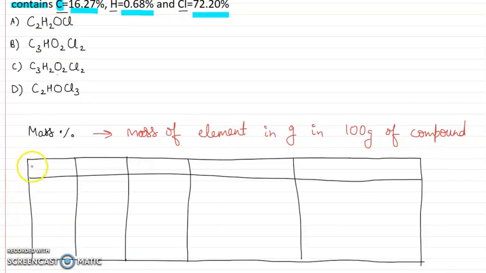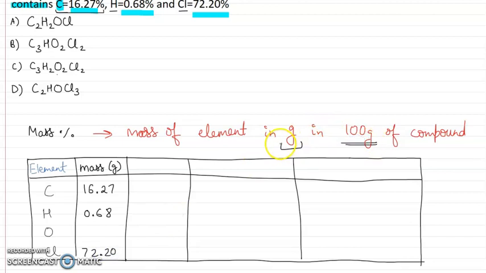Here, in the first column, we will write down the elements: carbon, hydrogen, oxygen, and chlorine. Then we will write the given masses in grams. If we have 16.27 mass percent, the mass of carbon would be 16.27 gram. Like that, hydrogen will have 0.68 gram and chlorine will have 72.20 gram. So we have all the masses in grams in a total of 100 gram of the compound.